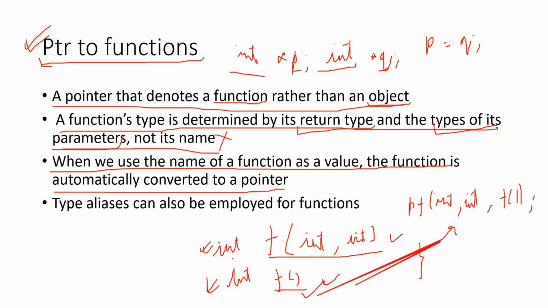This is very much similar to an array. If you ever pass an array to a function, the array is passed as a pointer, not as your regular array. So here also this function is getting converted to a function pointer, not directly your function. And the fourth important thing is that type aliases can also be employed for using a function. We will see all these four things in the code.